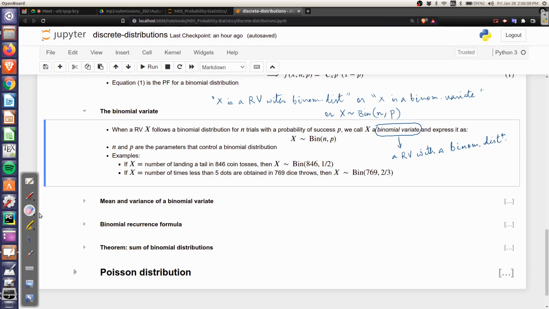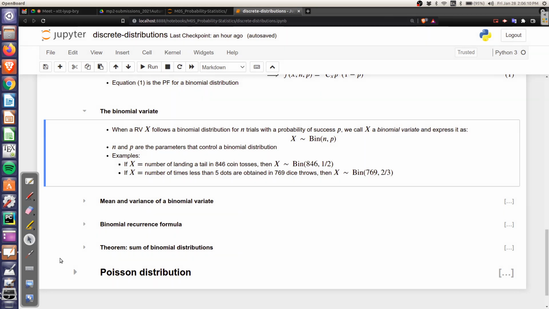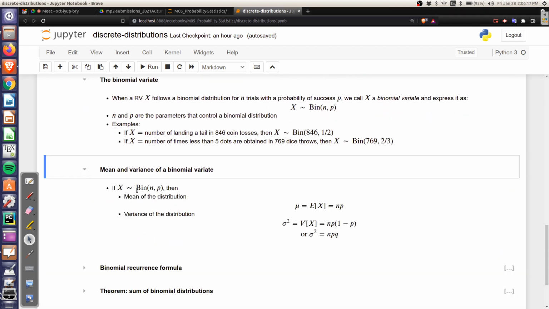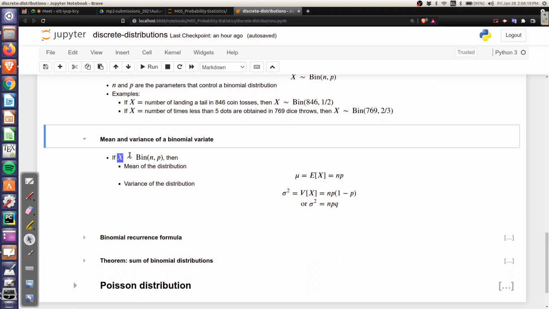Now coming back, what is the mean and variance of a binomial variate? Again remember, if I say X similar to Bin(N, P), it means X is a binomial variate. So if X is a binomial variate, then the mean of the distribution is simply N into P. N is given, P is given, so the mean of the distribution is N times P.